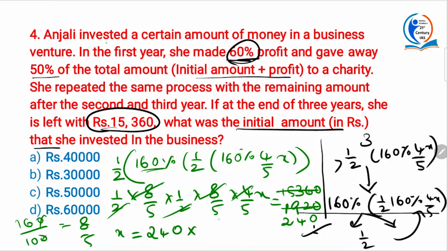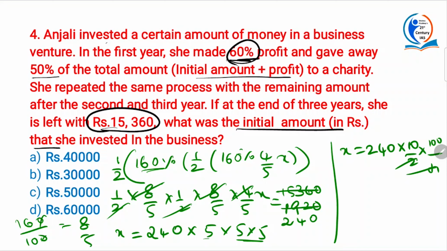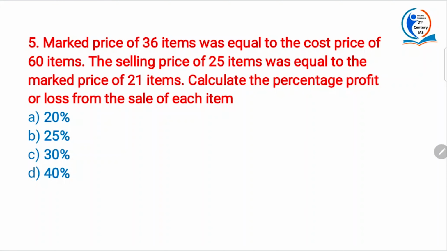240 into 5 into 5 into 5. All right. So this 5 I will write it as 10 by 2 and this 25 I'll write it as 100 by 4. So it is 30,000. All right. So B is the answer.